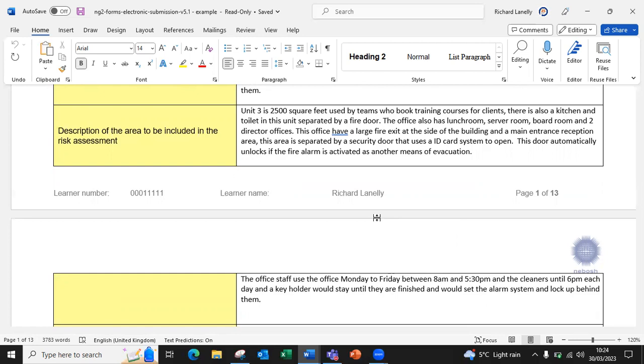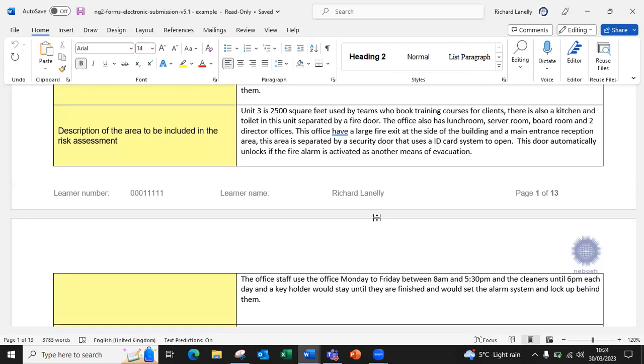Try and keep it easy to understand, because you have to remember the marker doesn't work where you work. They don't work for your organization. So you need to be very clear as well. If it's a very unique environment, explain it fully so the marker can understand. So this is the box where you would put as much information as you can without going overboard. Okay, Unit 3 is 25,000 square feet, used by teams who book training courses for clients.